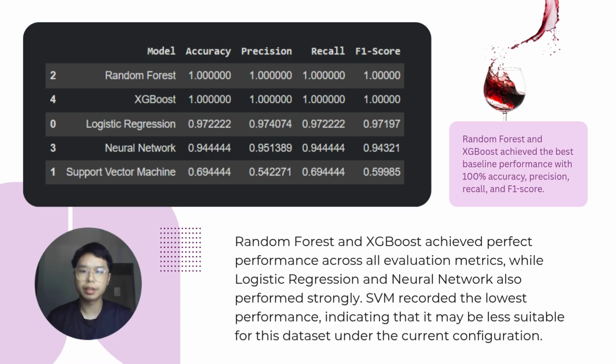As you can see, random forest and XGBoost achieve the best baseline performance with 100% accuracy, precision, recall, and also F1 score. On the other hand, logistic regression and neural network also perform strongly, with almost all around 0.95. And SVM recorded the lowest performance, indicating that it may be less suitable for this dataset under the current configuration.